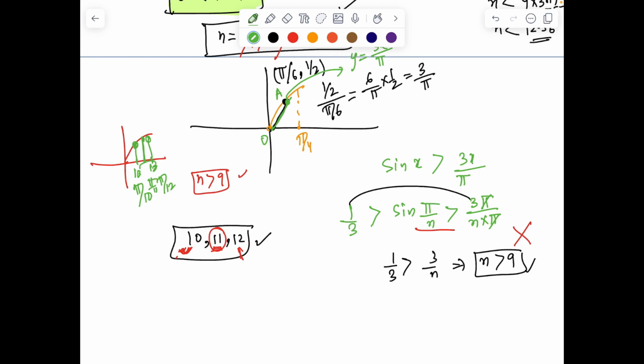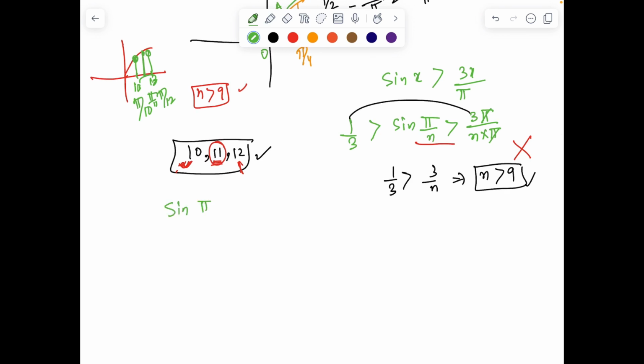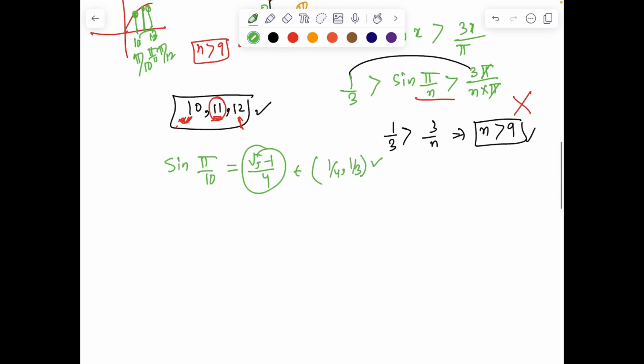Now 10 is a standard angle, because sine pi by 10 is already known to you. It's root 5 minus 1 by 4, right? So sine pi over 10 is root 5 minus 1 by 4, and we can check that it lies between the interval of 1 by 4 and 1 by 3, right? Similarly, sine pi by 12 can be calculated very easily, and is root 3 minus 1 by 2 root 2, and this also lies within the window of 1 by 4 to 1 by 3. Hence the final conclusion is 10 works, 12 works, and since 11 is between them, 11 will definitely work. Hence the final answer for all values of n is 10, 11, 12.